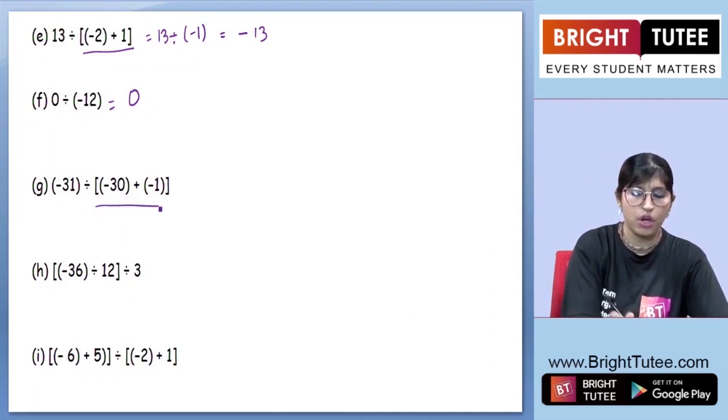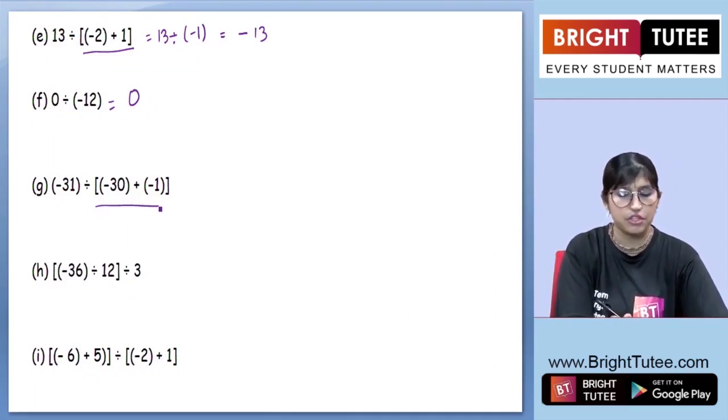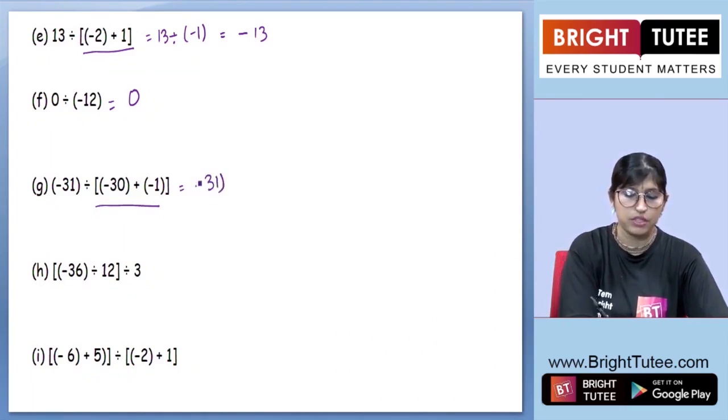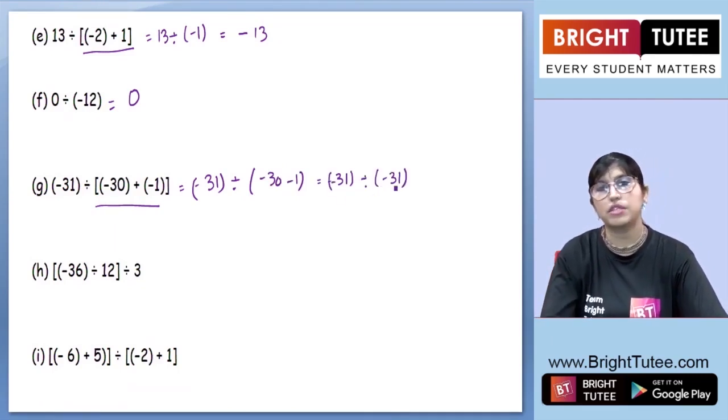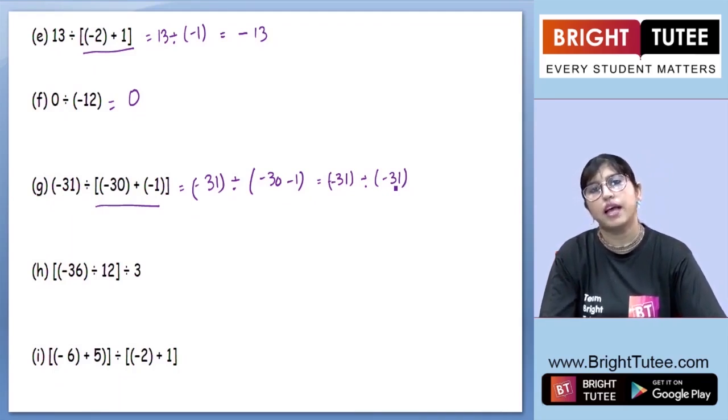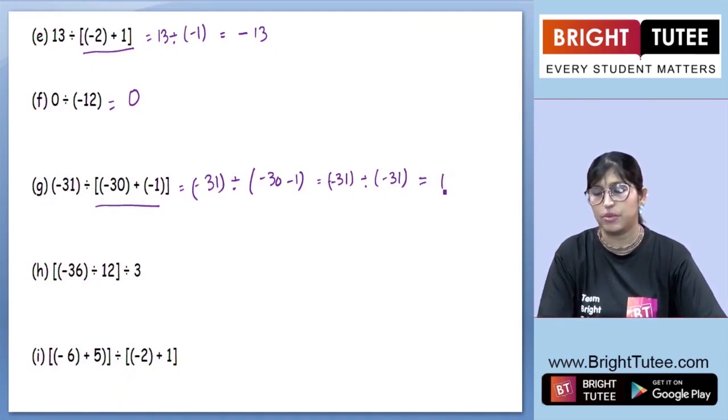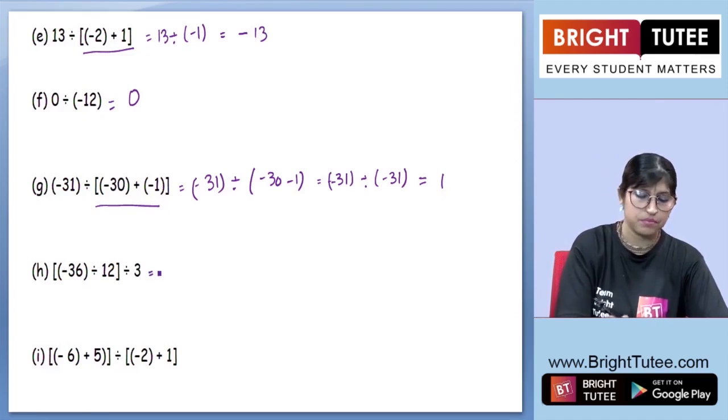Now 0 divided by minus 12: 0 divided by any number will always be 0. Now again we need to solve the bracket first to solve the G part. So we'll be getting minus 31 divided by minus 30 plus minus 1, which is minus 31. So minus 31 divided by minus 31. We have two negative integers, so we'll be getting a positive integer. So we'll be getting 1 as the final answer of this part.